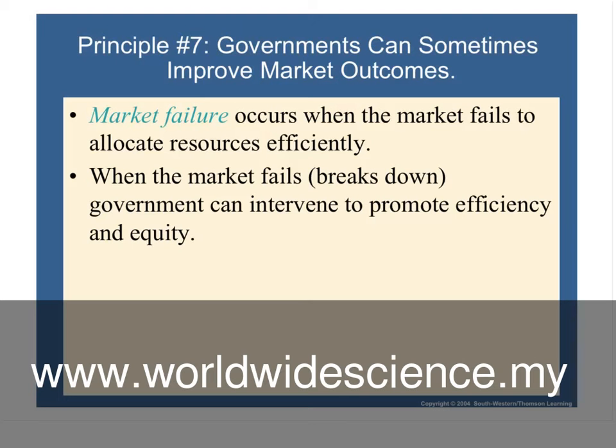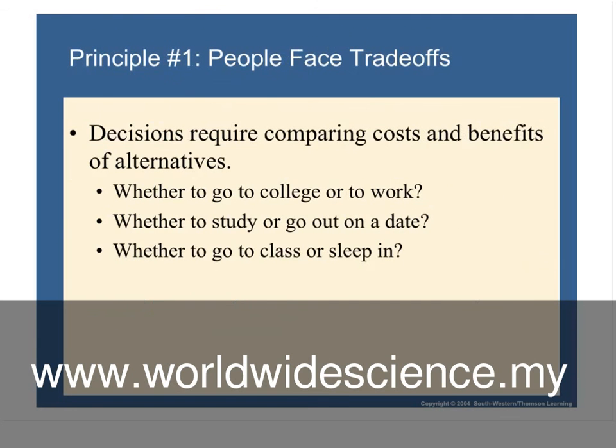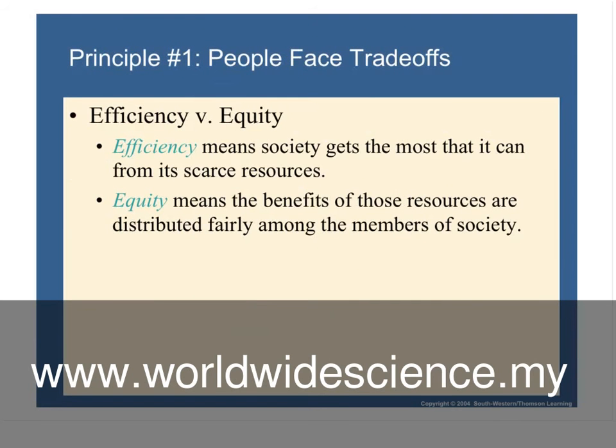Okay, you remember those two terms, efficiency and equity? If you don't, I can go back so that you can have another look here. Efficiency was helping the society get the most from its scarce resources, and equity is when it's fairly distributed. So when the market fails, sometimes governments try to come in and make some changes in the market so that this happens.